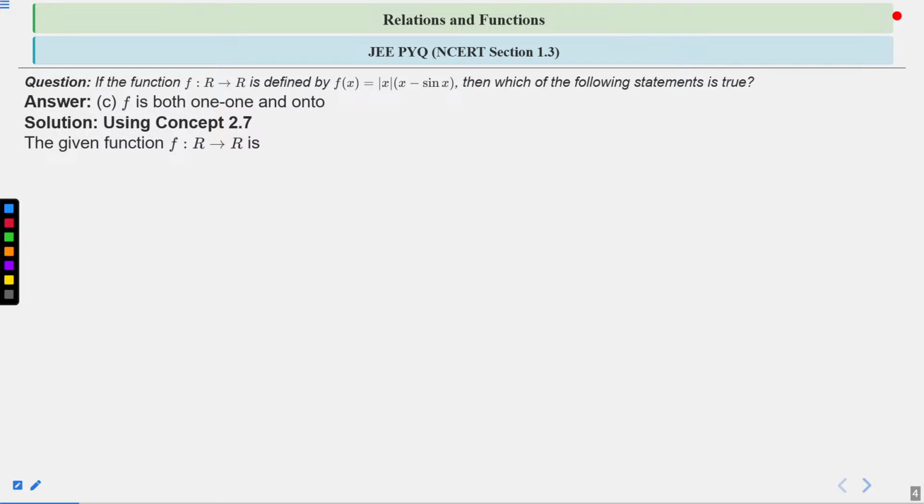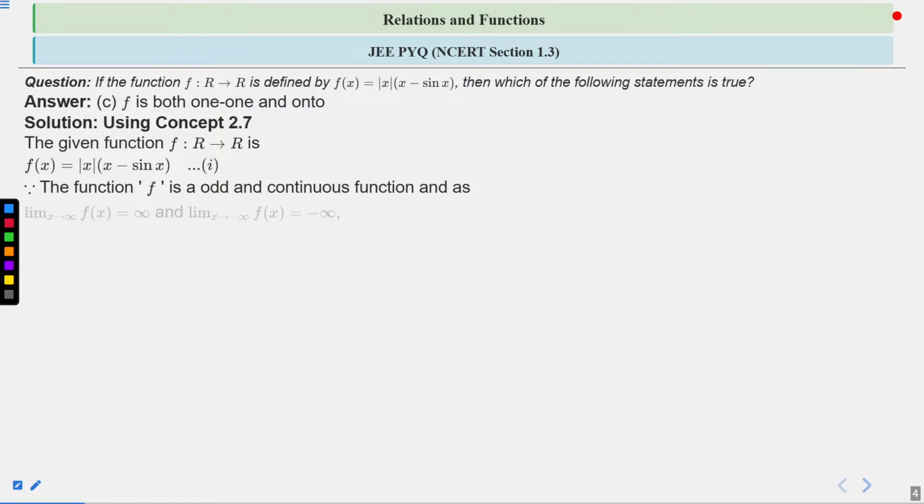See, the given function f is defined from R to R, real to real. So f(x) is given as absolute value of x into (x minus sin x). Let us assume this as equation 1. Since the function f is an odd and continuous function, the limit as x tends to infinity of f(x) is equal to infinity, and the limit as x tends to minus infinity of f(x) is equal to minus infinity, right?